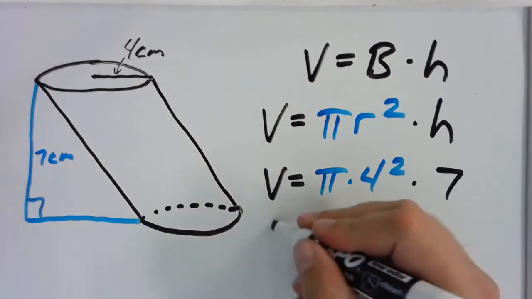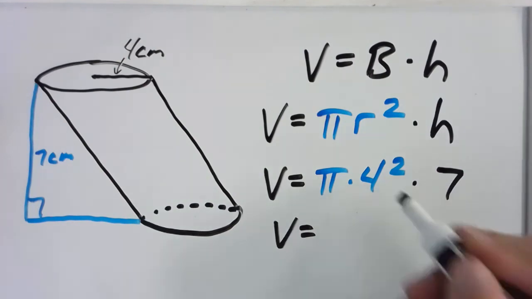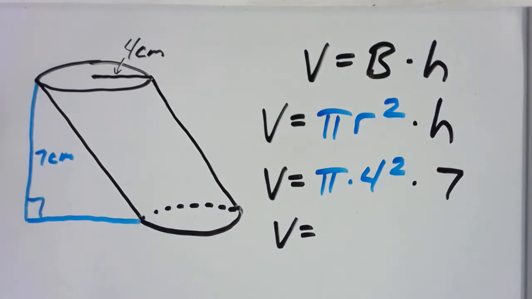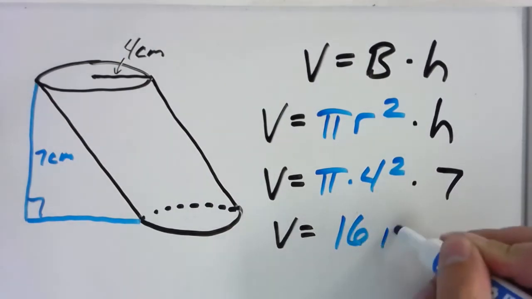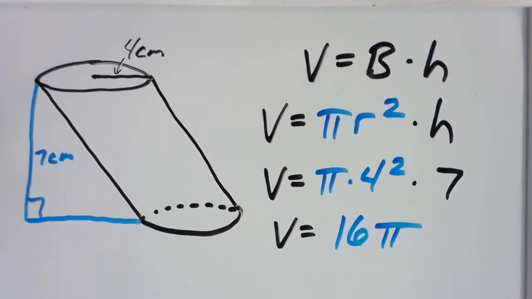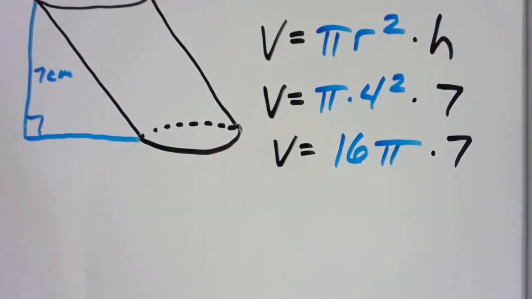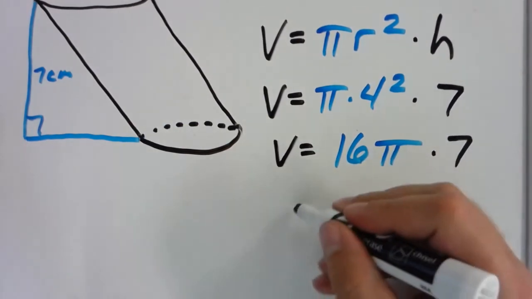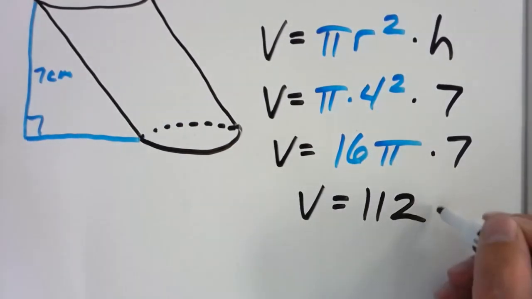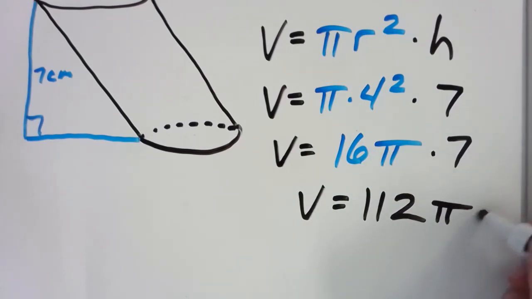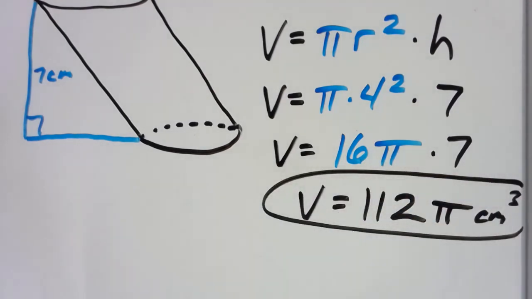Well, the volume here is going to end up being, let's go ahead and do this exponent first. 4 times 4, or 4 squared, is going to be 16. So 16 pi is actually the area of each of the circular bases. They are vertically 7 units apart. So if I was solving this exactly, I would keep pi as pi. So 16 times 7 comes out to be 112 pi. Units here are cubic centimeters. So this is my exact volume of this tilted cylinder.